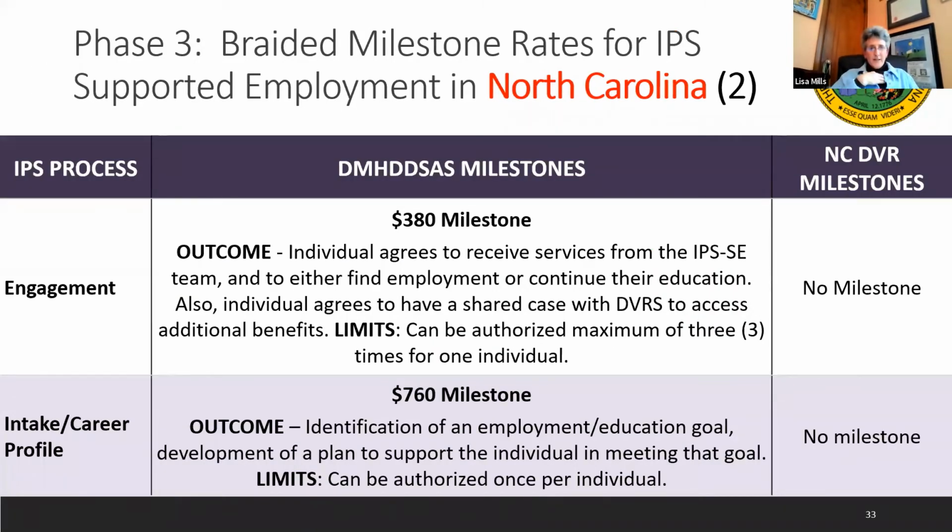So this is the braided funding model that North Carolina is currently using. You can see engagement is funded on the behavioral health side. That very long acronym means the Department of Mental Health, Developmental Disability, and Substance Abuse Services. That is the Behavioral Health Agency. They pay a milestone payment for the outcome of engagement. They also, in the agreed braided model, pay for intake and career profile. You can see they clearly identify the outcome, what triggers the milestone payment, and they also set up appropriate limits on how many times the service can be authorized. I think it's important to note, engagement can be authorized a maximum of 3 times.